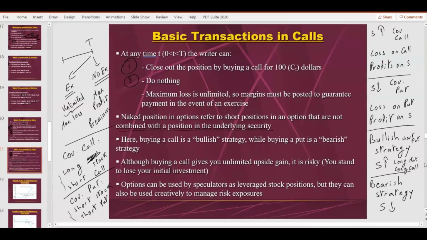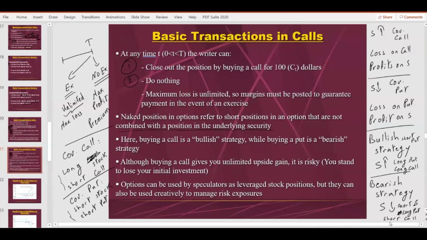A bearish strategy is like taking a short position on a stock, so short S, or a long put, and finally a short call. This is considered a bearish strategy because when you short the call and the price of the underlying goes down, this means that the party with the long position will not exercise the option, and the investor can end up grabbing the premium of the option.